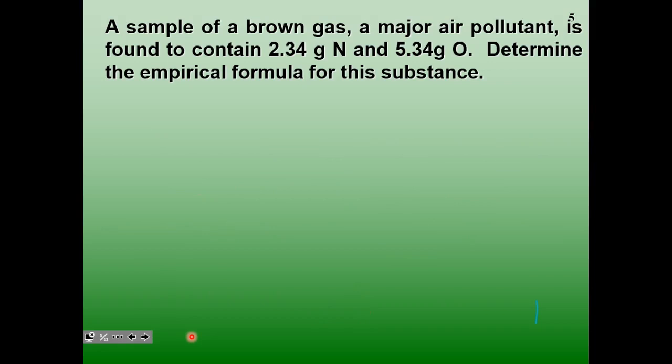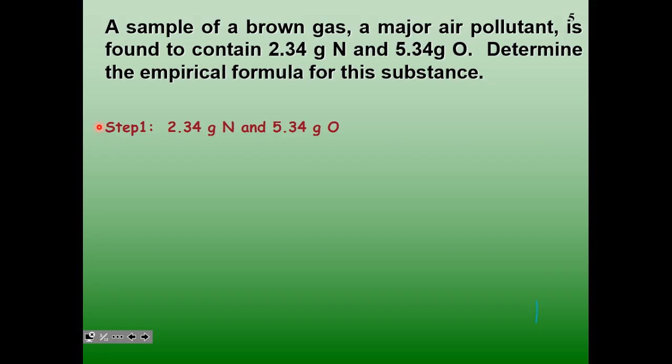Okay, so here's our first example. It says we have a sample of a brown gas, which is a major air pollutant, and it's found to contain 2.34 grams of nitrogen and 5.34 grams of oxygen. We want to determine the empirical formula for this substance. So look back in your notes. What is step one? Step one is to determine the amount in grams of each element in the compound, and we were given that in the problem, right? So we have 2.34 grams of nitrogen, 5.34 grams of oxygen.